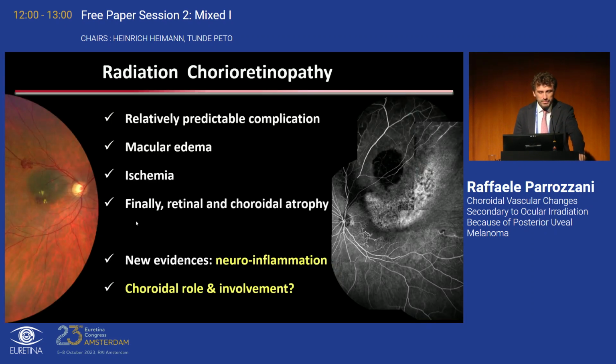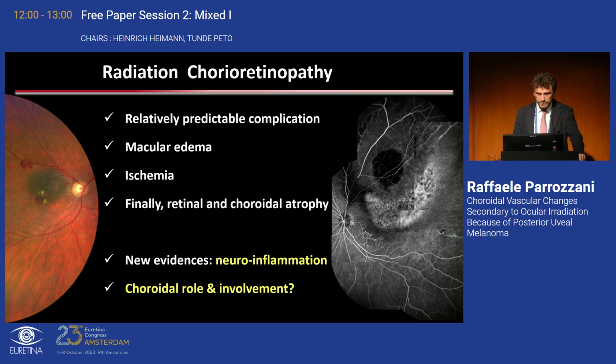Radiation chorioretinopathy is a relatively predictable complication of eye radiation and is basically composed of two different components: the macular edema, the edematous changes of the macula, and the ischemia of the macula. These two components, at the end of the process, cause retinal and choroidal atrophy. Probably there is new evidence about the role of neuroinflammation in this disease, but that is another story.